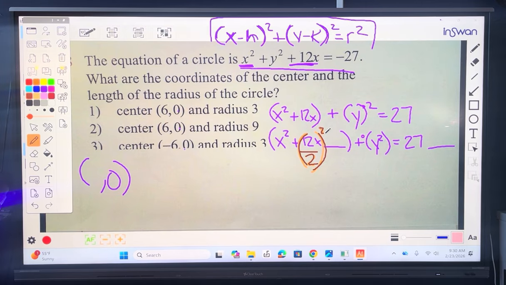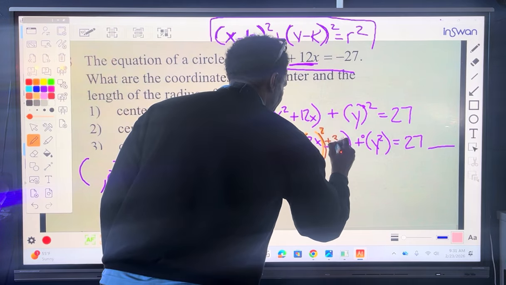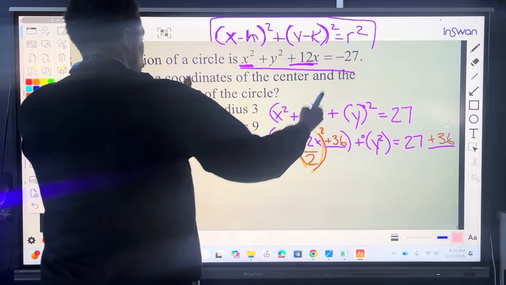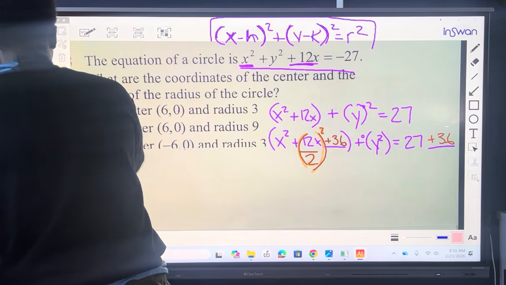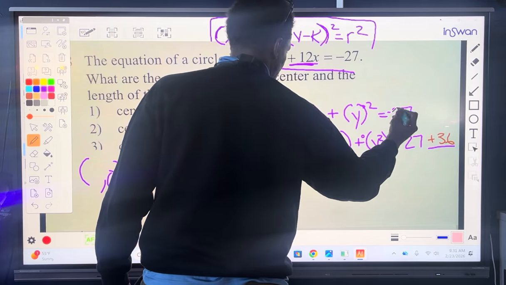Well, what's 12 divided by 2? 6. What's 6 to the second power? So, hold on, watch. You add 36 here, and you add 36 here. Whatever you do to the left, you got to do to the right. Let me make a minor correction that's real. This is really negative 27. I'm about to play myself.